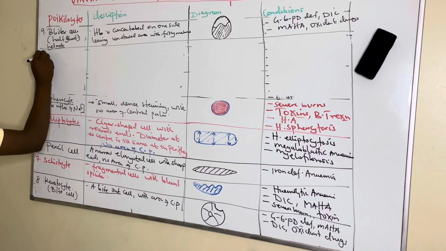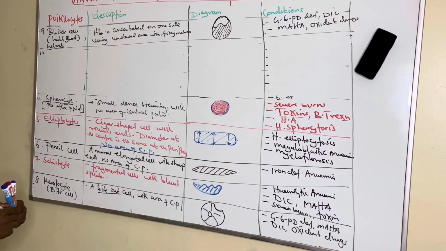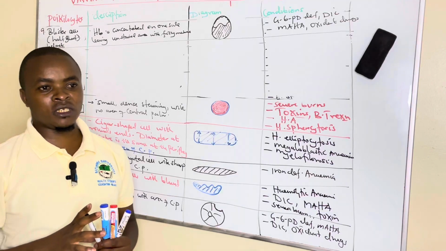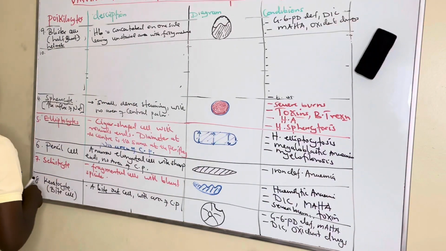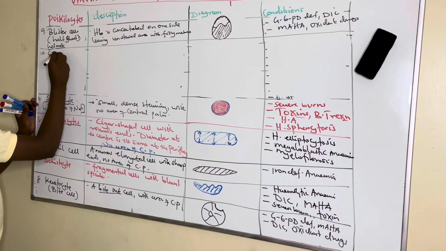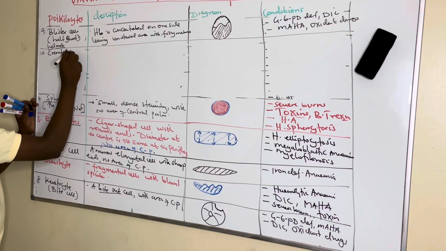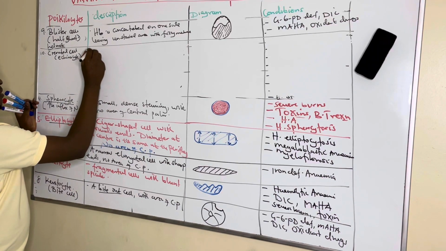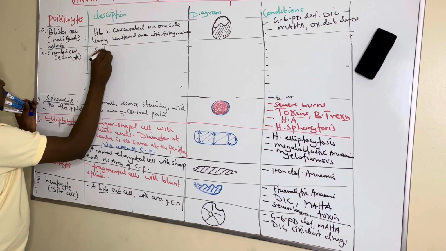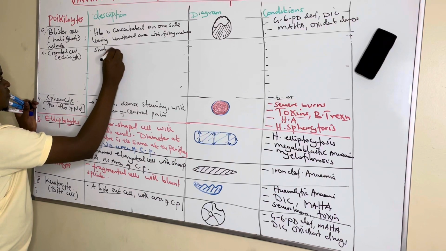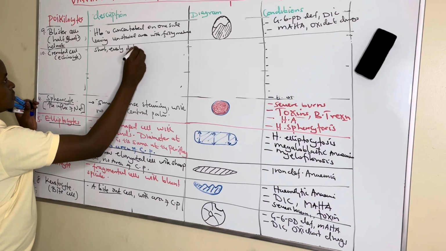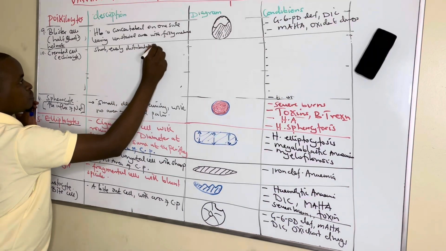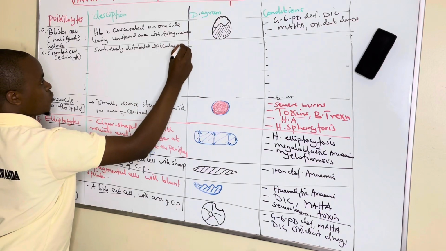Number 10, another poikilocyte we can discuss in this session is an acanthocyte. But before the acanthocyte, we can look at the crenated cell, or what you can call an echinocyte. This echinocyte is surrounded by spicules. It has short, evenly distributed spicules with equal length.